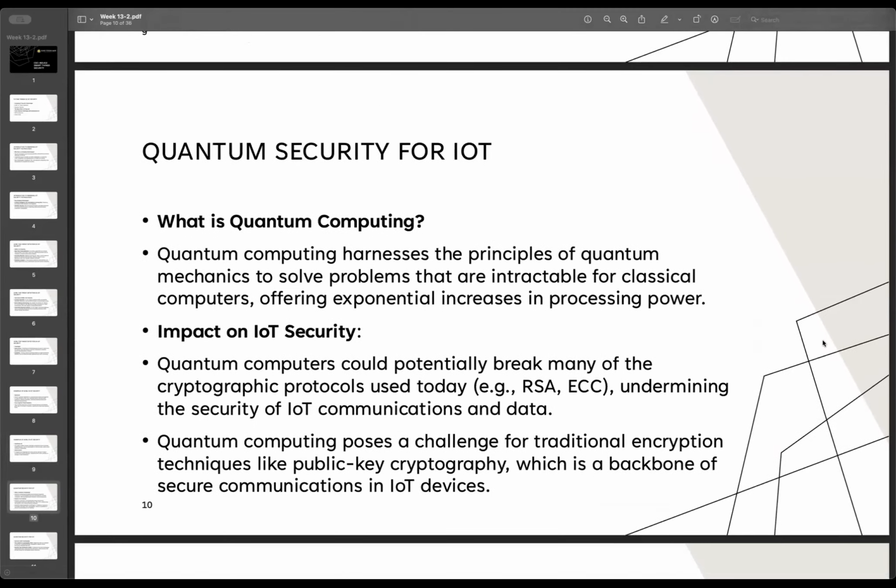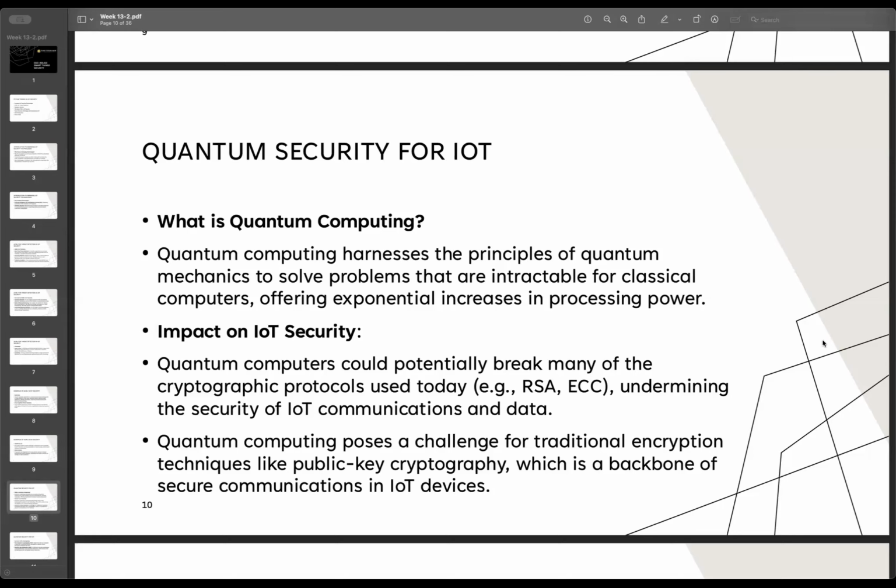And when we move on to quantum security for IoT, we will ask a question. First, what's a quantum computer? Here we give you some background: it harnesses the principles of quantum mechanics to solve problems that are intractable for classical computers, so it can offer an exponential increase in processing power. What kind of impact does this have on IoT security? Because of the potential increase in processing power, they can break many cryptographic protocols, right?